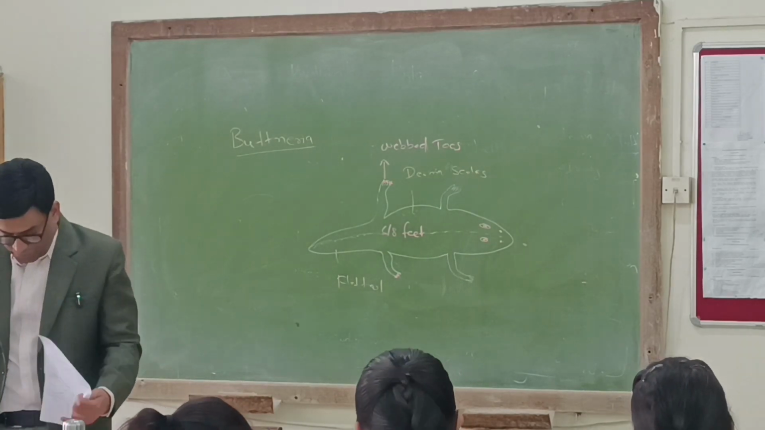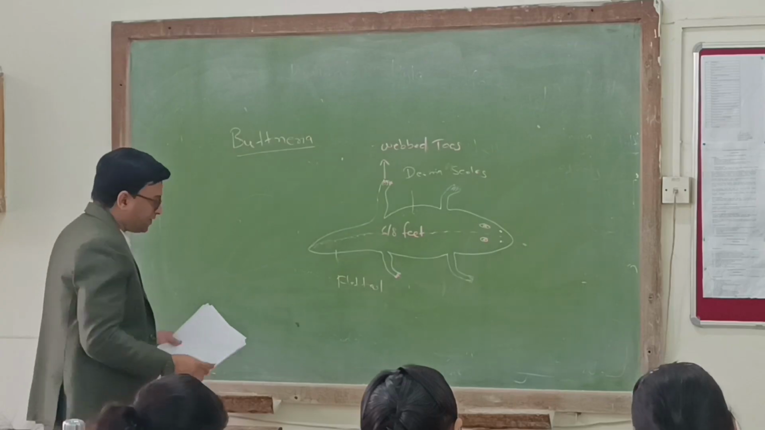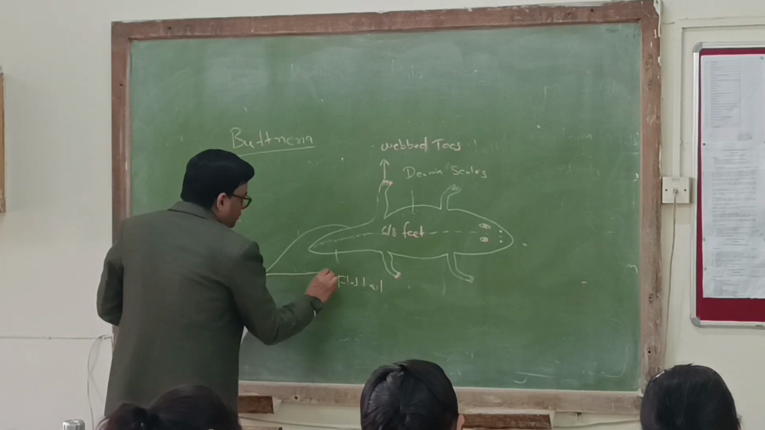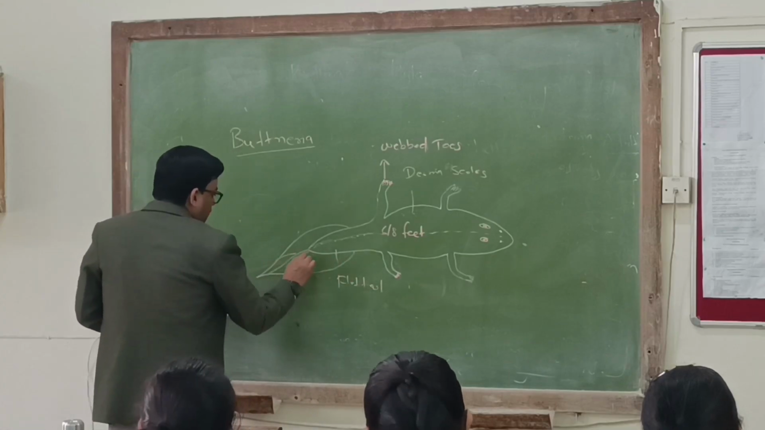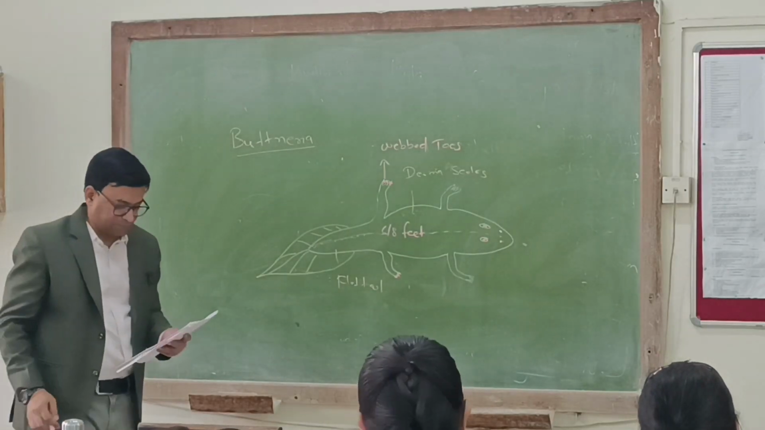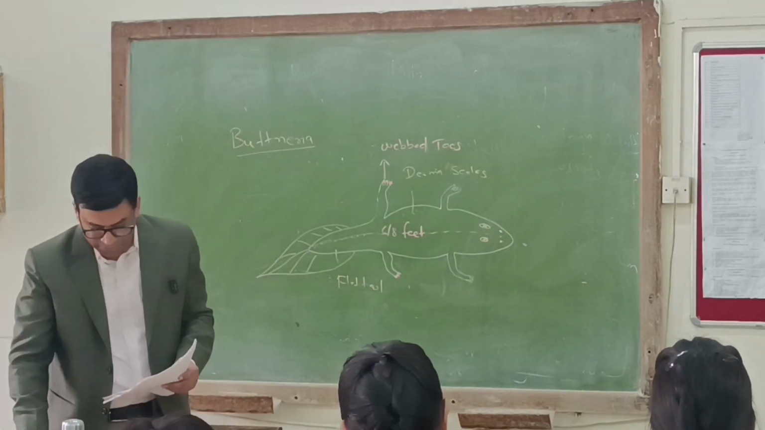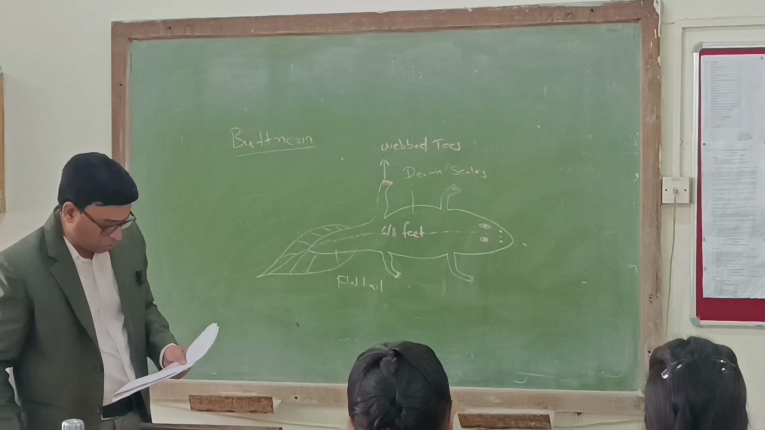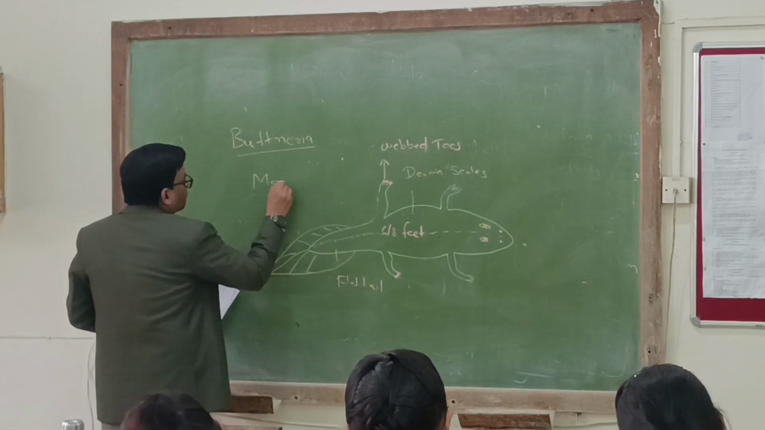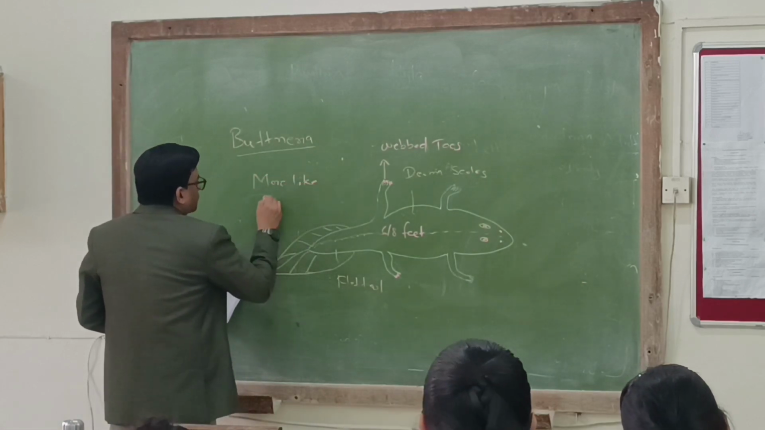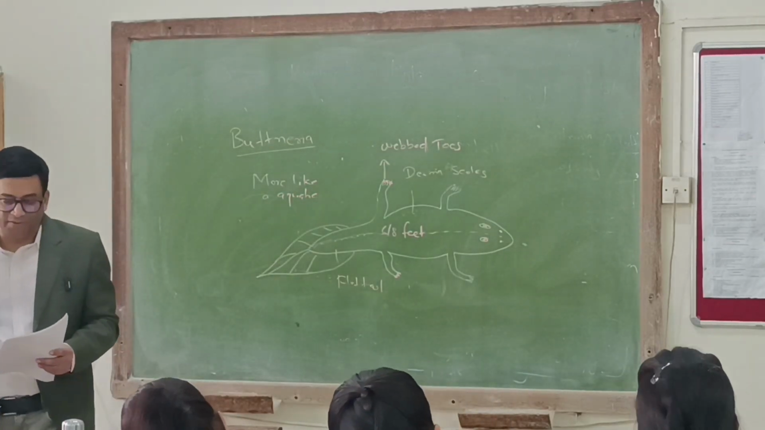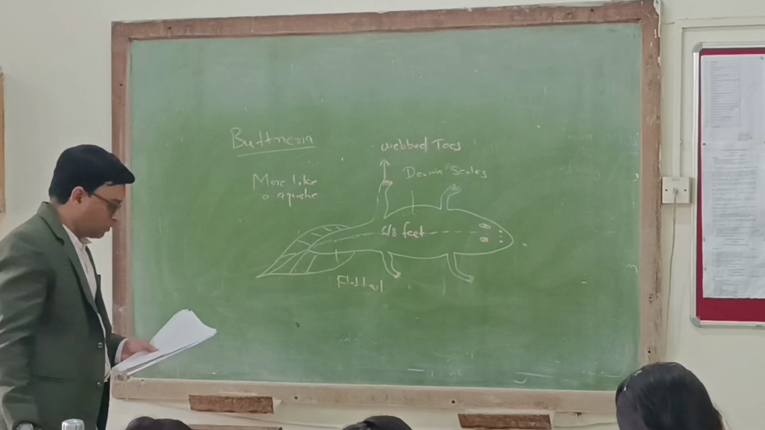Having the flattened tail here. If the tail is flattened, then it must be used for swimming. So it was aquatic. Flattened tail, webbed toes. It is more like an aquatic organism, but having the amphibian character to escape from the predator.